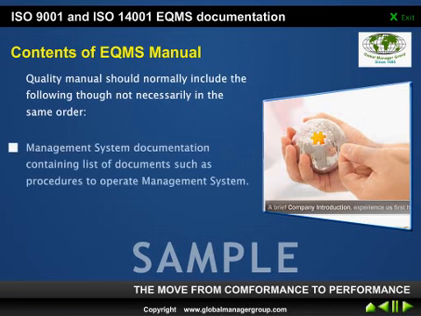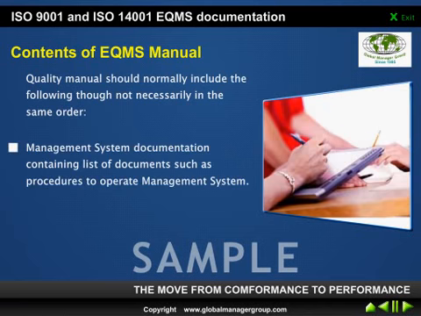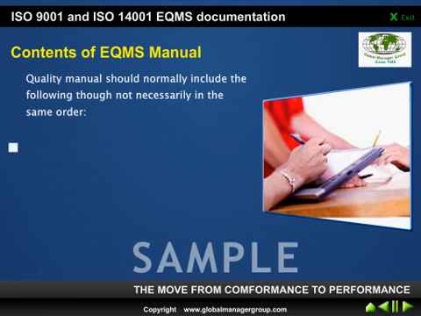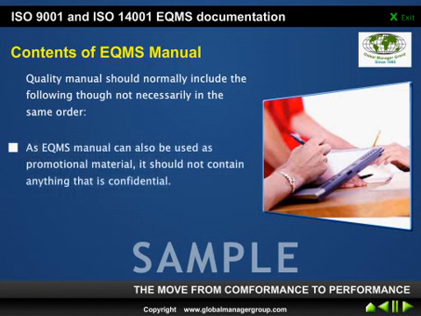The next, you have to write down chapter wise each element of ISO 9001 and 14001, how this part is implemented in your system. Such things you have to write down at the macro level. Next, you have to also cover your organization structure and overview of the entire process followed in your organization. Please remember, this EQMS manual is used as a promotional material. It should not contain any confidential information because you will be giving this manual to your customers whenever they request you.